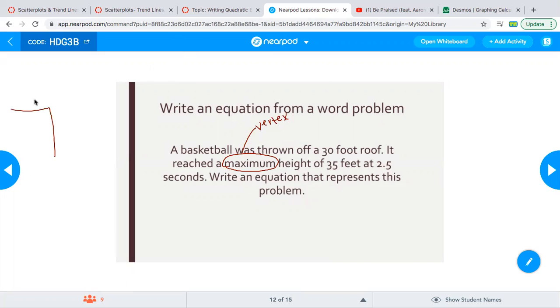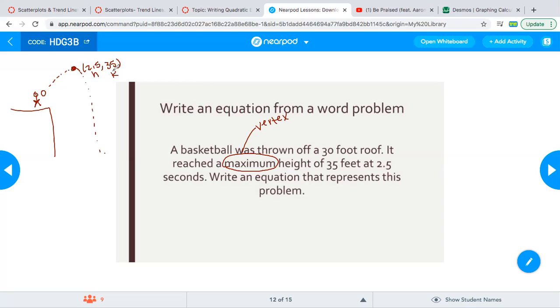So here's Noah standing on the roof. He throws the basketball, and it reaches a maximum height of 35 feet at 2.5 seconds. And then it falls to the ground. So this maximum is the vertex. At 2.5 seconds, it reached a maximum height of 35 feet. Here's your H, here's your K. Oh, I mixed them. Whoops. So the reason I know the H is 2.5 is because time is independent. So time would represent your X, the feet represents the Y.